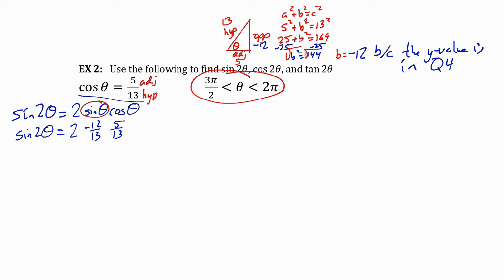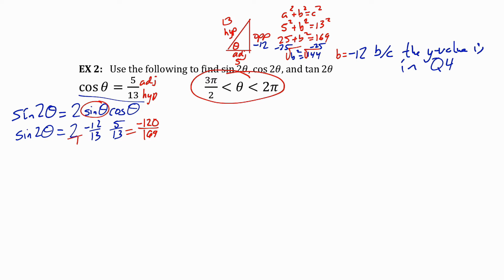If we're multiplying, these are all just fractions. Our denominator ends up being 169, 13 times 13. And our numerator is 2 times negative 12, which is negative 24, times 5 gives us negative 120. So the sine of 2 times theta is negative 120 over 169.